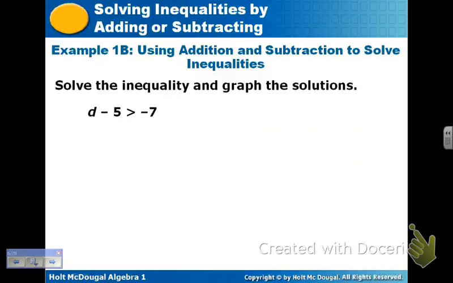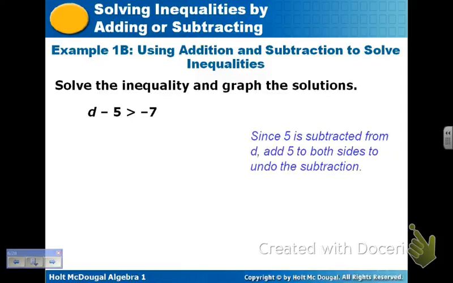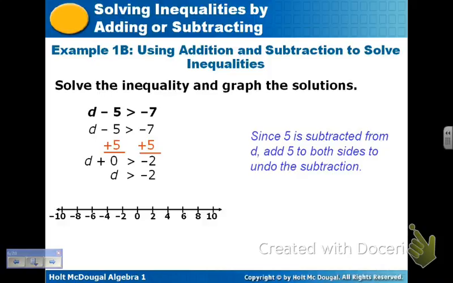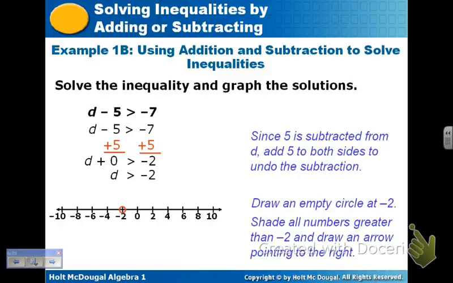All right, again, pause the video, work on this one alone, and come back to see how you do. Solve the inequality and graph the solutions. All right, so we have d minus 5 is greater than negative 7. So we're going to use our inverse operation, and the inverse of subtraction, of course, is addition. So we're going to add 5 to both sides, and we get d is greater than negative 2. All right, and then for the graph, again, we're going to have an empty circle or open circle at negative 2, and our shading will cover all the numbers that are greater than negative 2, pointing to the right.